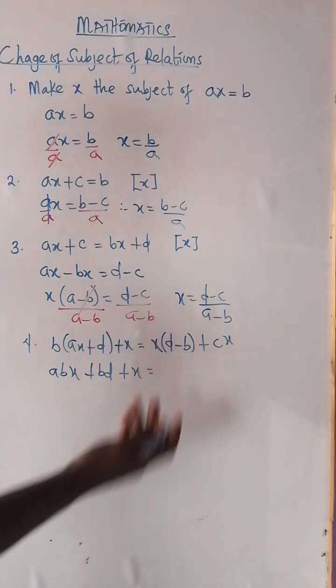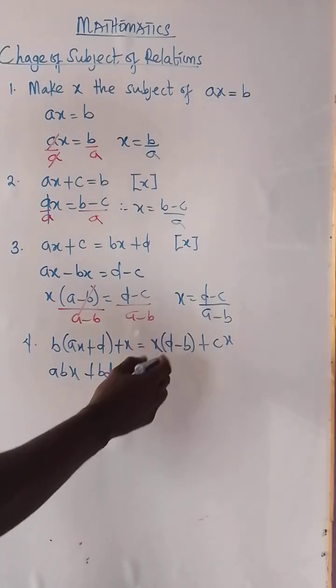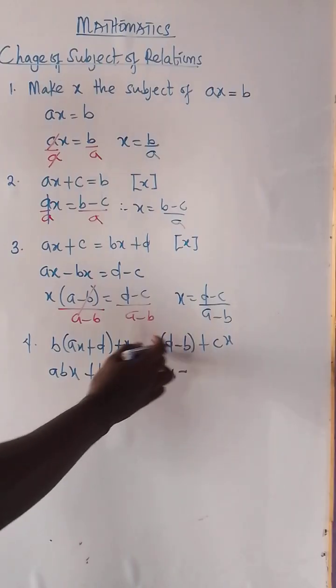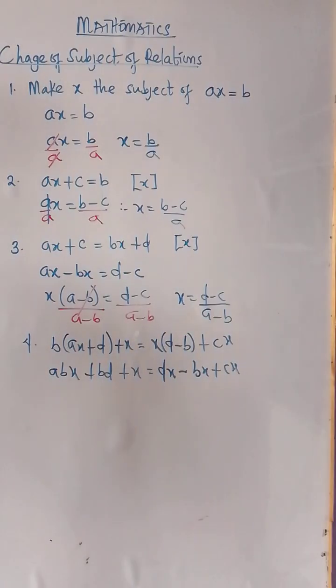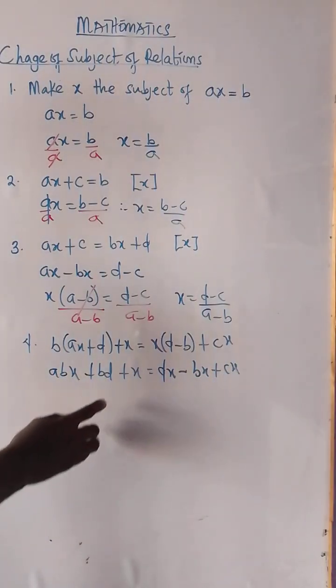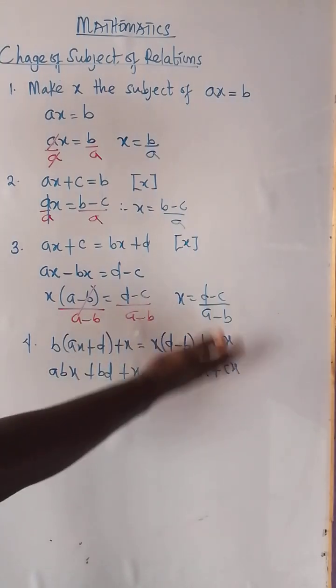Although we don't need to expand here because x is common, let's expand. So x times d will give us dx. Then we have minus b times x, bx. Then plus cx. So what next? If you notice, we have x here, we have x here. Do you know what is without x? It is bd. So we can try to move bd to the other side and this one to this side.